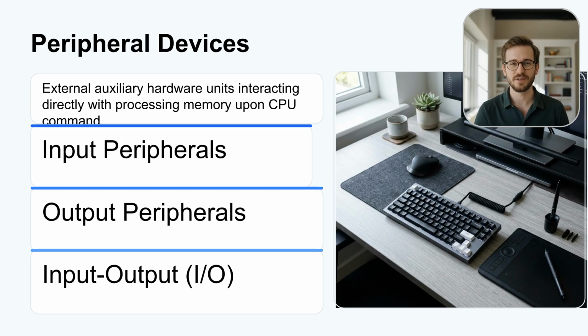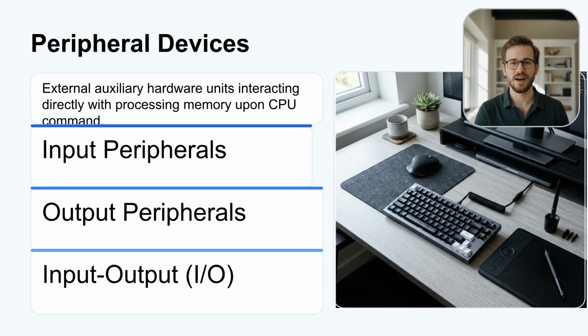Moving from the internal subsystem to external equipment, peripheral devices are auxiliary hardware units that interact directly with processing memory under the CPU's direction. Peripherals are physically isolated from the main CPU complex and rely on dedicated interface connections to exchange control signals and data streams. In computing, peripherals are functionally categorized into 3 primary types based on their data movement characteristics: input peripherals, output peripherals, and input-output, or bidirectional peripherals. Understanding these classifications helps system designers choose the appropriate controller interfaces, buffer sizes, and bus bandwidths required to handle specific workloads without causing processor stall states.